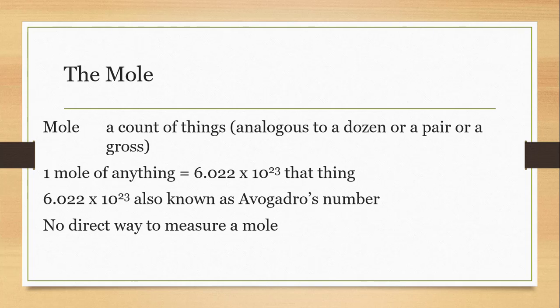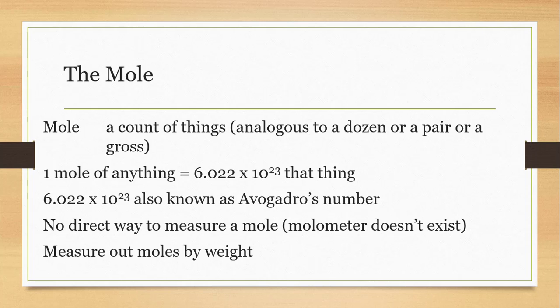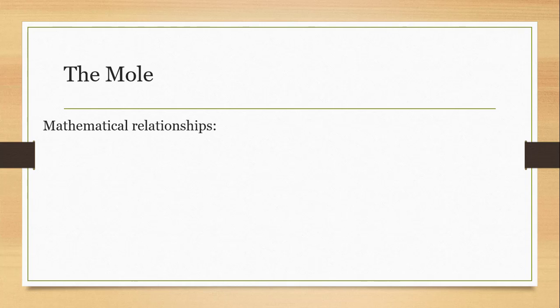There is no direct way to measure a mole. There is no such thing as a molometer. And in chemistry, we count out the number of particles in a mole by weight. So there are some mathematical relationships you need to know. Moles times molecular weight equals grams. 3 variables. If you know any 2, you know the third.